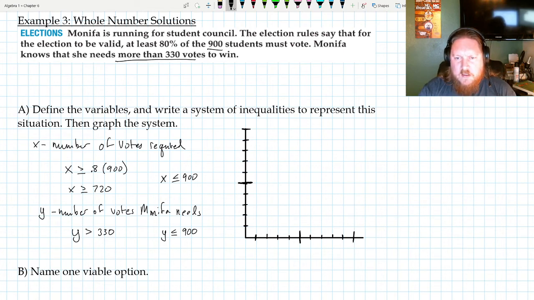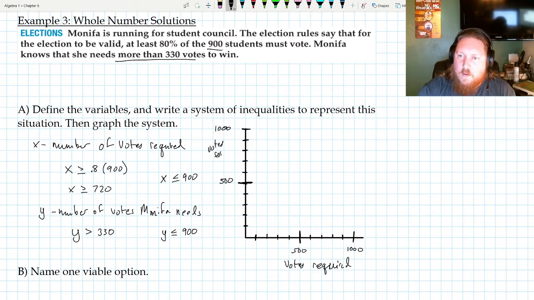Now that I have an idea of my numbers, 900, 720, 330, if I take a look at my little axes here, I'm going to make each one of these marks worth 100. So 100, 200, 300, 400, 500, 600, 700, 800, 900, 1000. So this is votes required and votes for Monica.